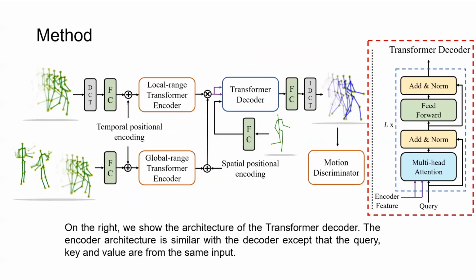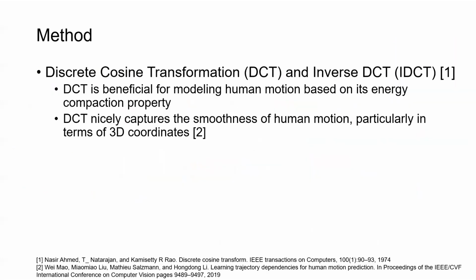On the right, we show the architecture of the transformer decoder. The encoder architecture is similar with the decoder, except that the query, key and value are from the same input. Next, I will introduce another 2 techniques we used in the paper. First is the discrete cosine transformation (DCT) and inverse DCT. DCT is beneficial for modeling human motion based on its energy compaction property, and it nicely captures the smoothness of human motion, particularly in terms of the 3D coordinates.